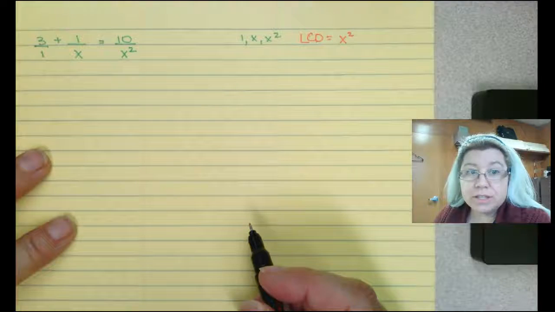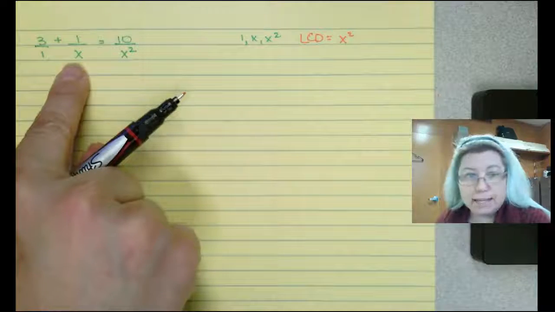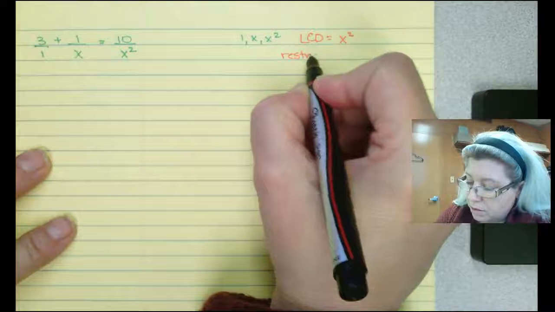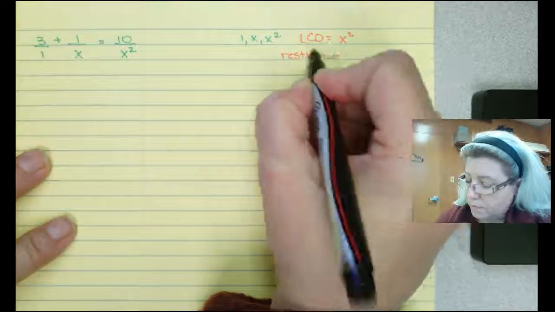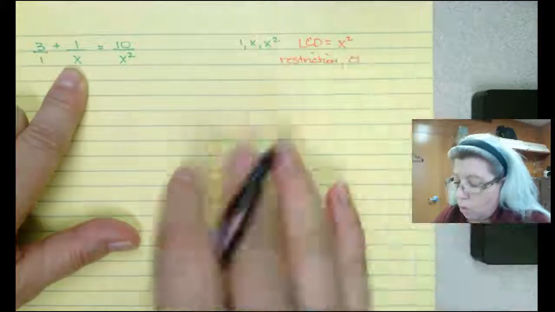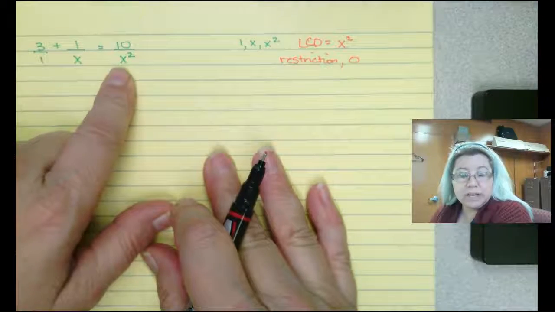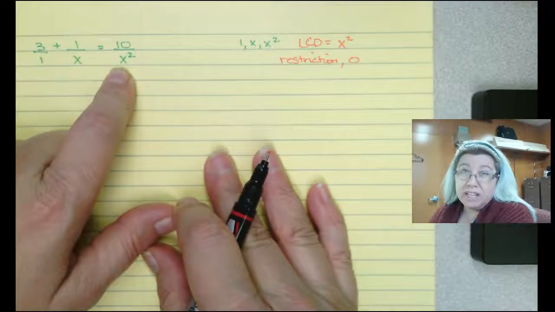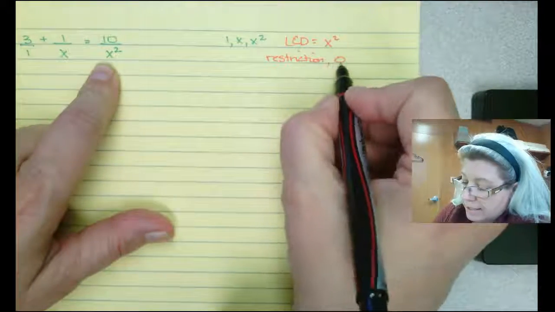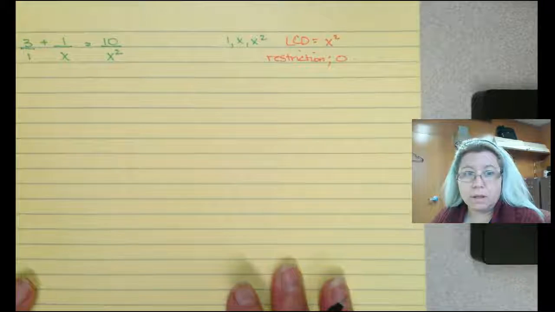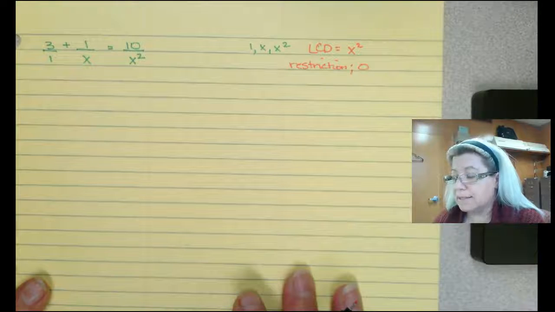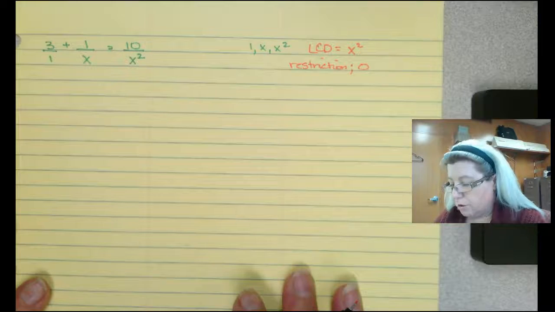What are our restrictions on x? Set x equal to 0. If x equals 0, or x squared equals 0, well, x squared equals 0 would be 0 as well, so our restriction is 0. As long as the denominator is not 0, we're good. Or, pardon me, as long as x does not equal 0, we're good.